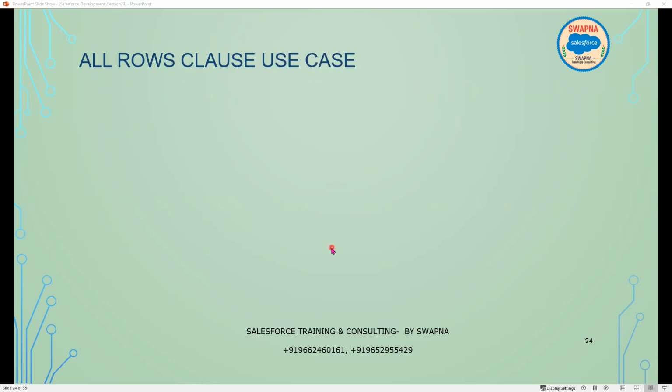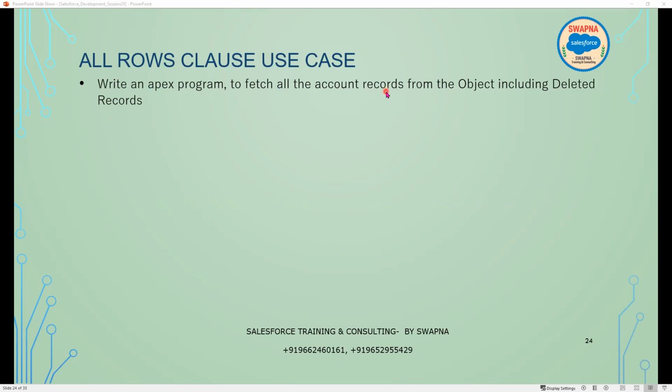Now the use case for this: we have already fetched all the course records, right? So let's take this as an assignment. Write an Apex program to fetch all the account records from the object, including the deleted records. Whatever account records are there, including the deleted records, fetch everything.